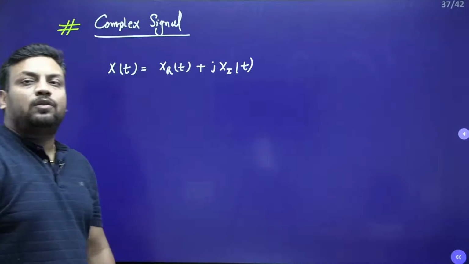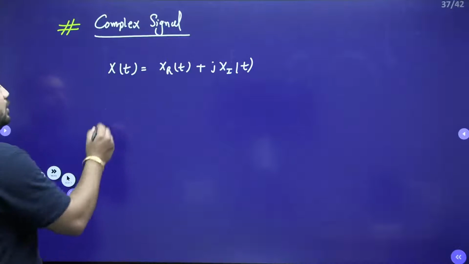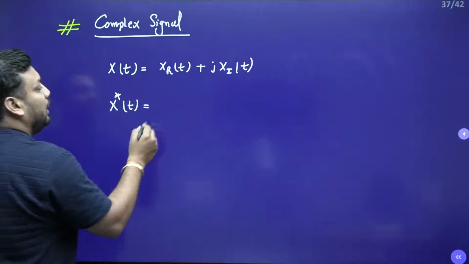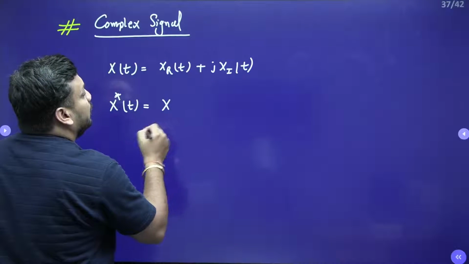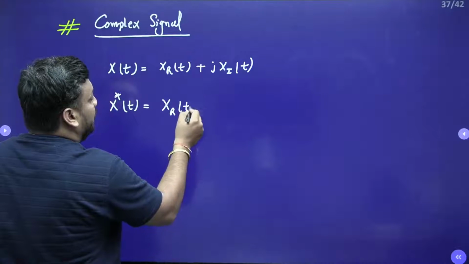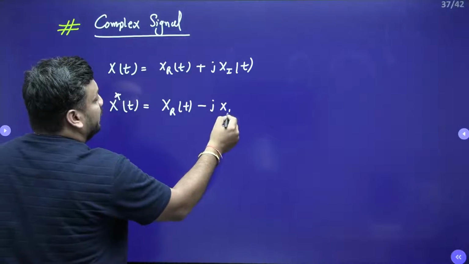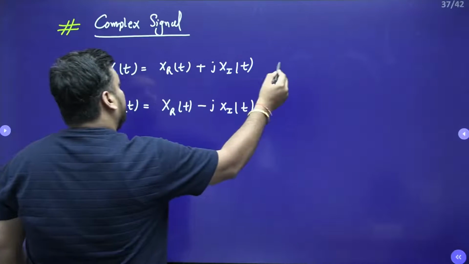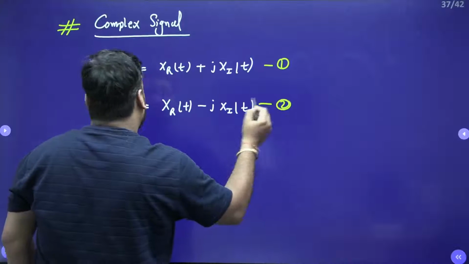and if I am looking for the real part, then I can take the conjugate here. If I take the conjugate, what will I get here? In the conjugate, you know that only the sign will change. So x real part of t, and here it will be minus j x imaginary part of t. Yes or no?